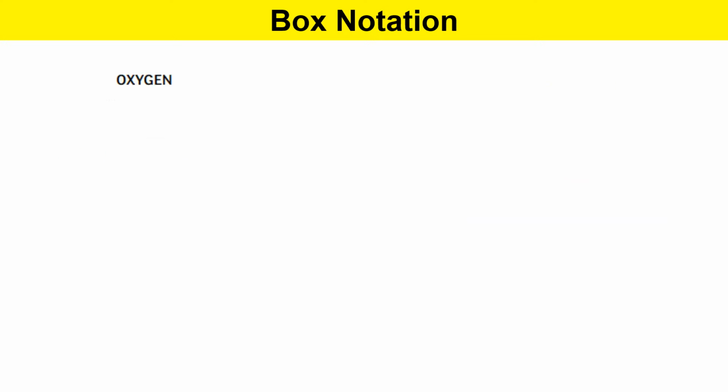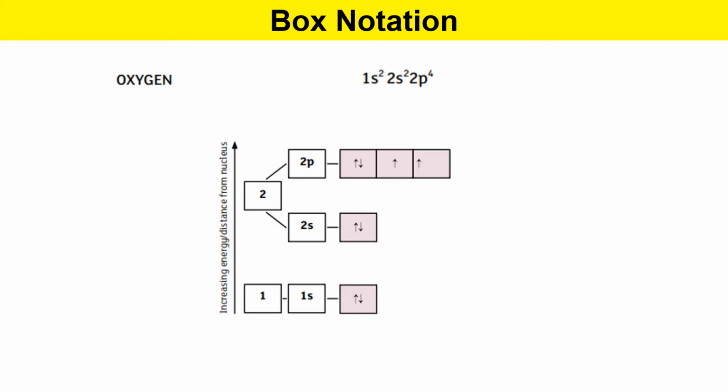Here is another example. You might want to pause the video and try this yourself. Oxygen is 1s2, 2s2, 2p4 because it has 8 electrons. So we put 2 electrons in the 1s, 2 electrons in the 2s, 4 electrons go into the 2p, so we fill it singly and then we start to double up.